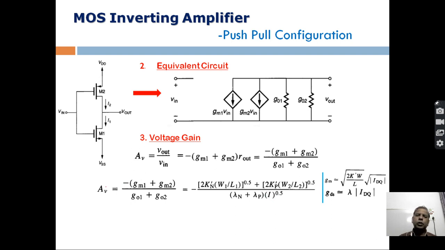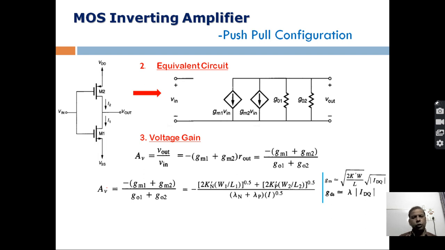So if we want to control the voltage gain for the push-pull configuration, for a given technology, these values K and lambda will be constant. So the gain will be controlled by the W by L ratios of these two devices, and also by the zero signal current. So these two things, zero signal current and W and L values, are to be controlled in order to control the gain of the push-pull configuration.